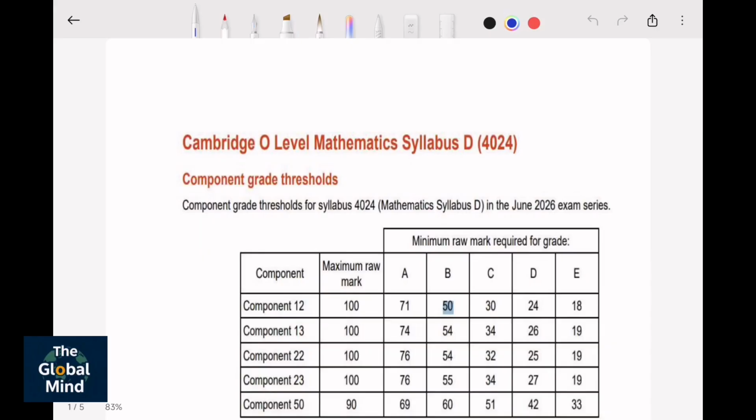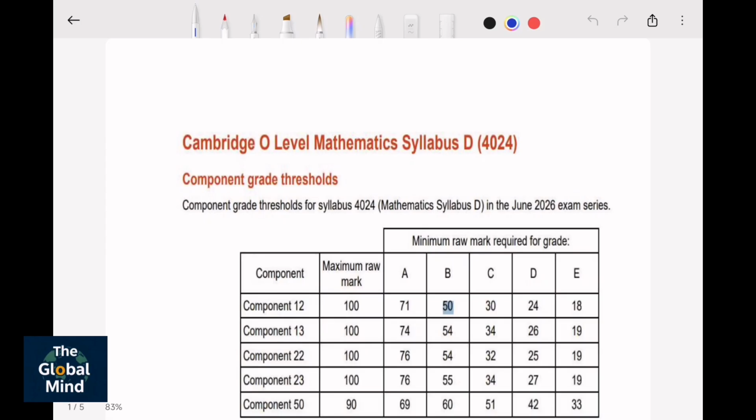In order to understand why a student got a B instead of an A, let's take the example of Mathematics Syllabus D 4023. All right, so guys, you can see this table on the screen, and basically it shows component grade thresholds for Mathematics Syllabus D of the May-June 2026 examination, and it shows grade thresholds for the minimum marks required to get a particular grade.